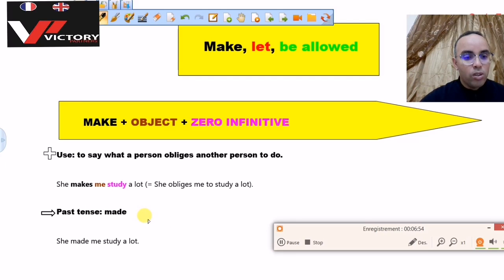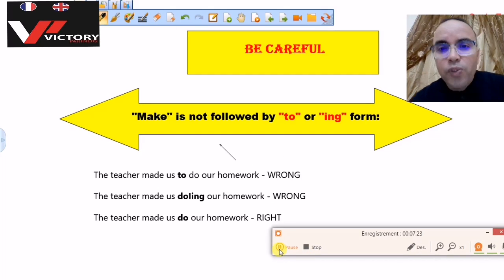So if we are talking about past tense, we should change make into made. As the example we have got here, she made me study a lot, and we have got the same form. You can see here made plus me, which is the object, plus zero infinitive. So this is how do we use make in a sentence, and when do we use it, or the meaning of make. But don't forget to be careful. Make is not followed by to or ing form.